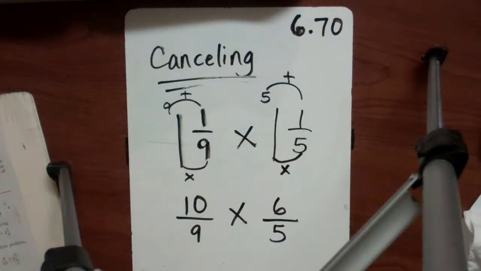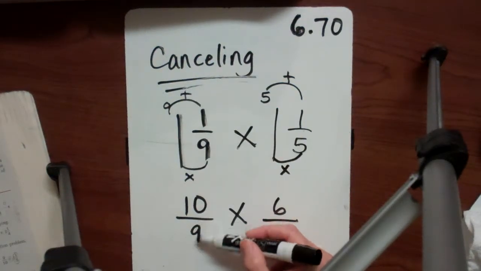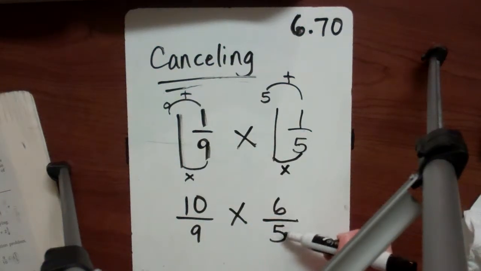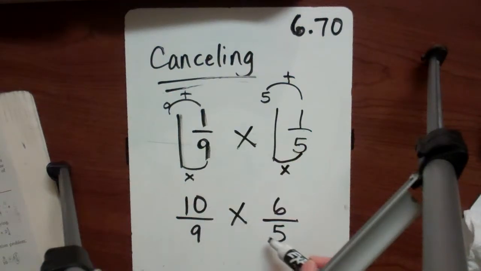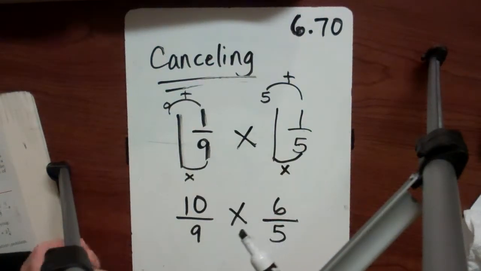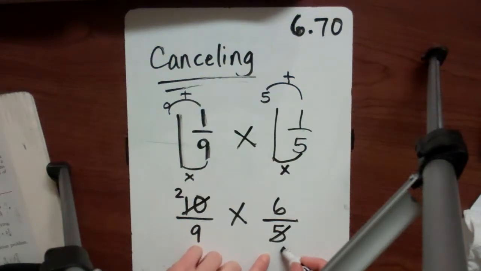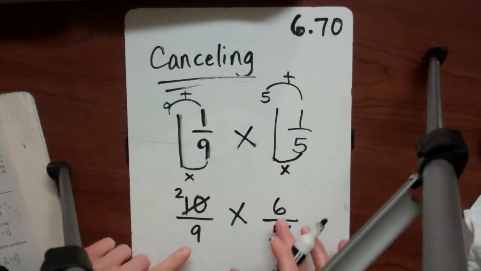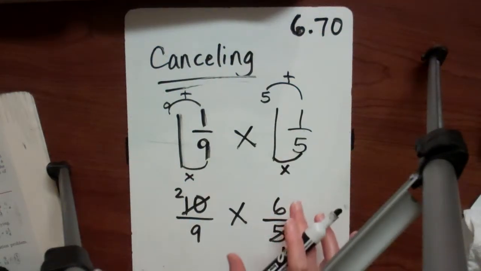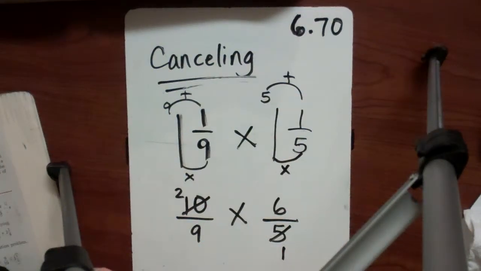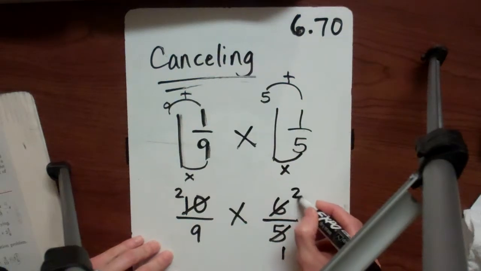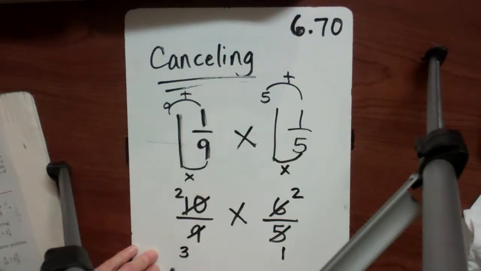Now, can I reduce these? Will a number go into both these? No. What about this one? No. But let's try to do it crosswise. Will a number go into 10 and 5? Hopefully you see very quickly, yes. What number? 5 will go into both. 5 will go into 10 2 times. 5 will go into 5 one time. But hopefully you see that's not the only one that can be reduced. Let's look at this 6 and 9. What number will go into both 6 and 9? Hopefully you thought of 3. 3 will go into 6 2 times. 3 will go into 9 3 times.